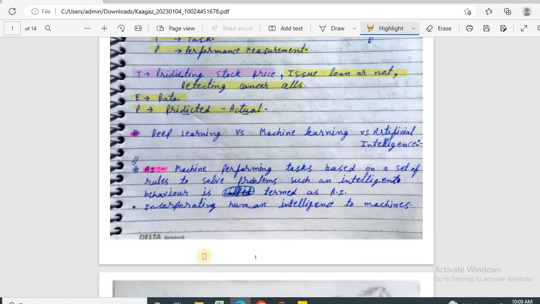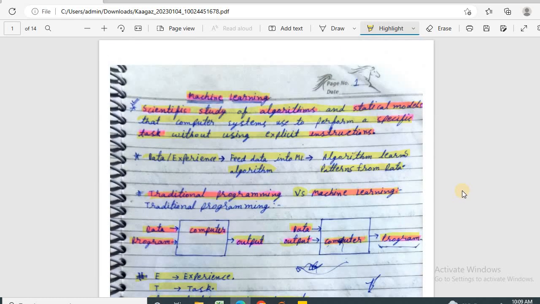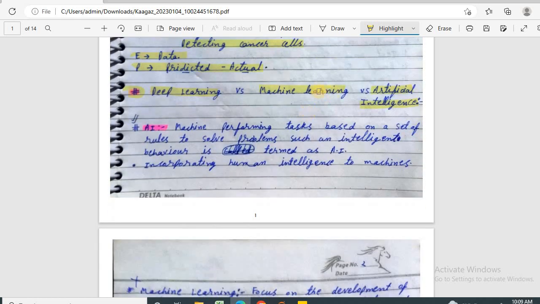Now there comes one more question. What is the difference between deep learning, machine learning, and artificial intelligence? Machine learning, we already saw, is the scientific study of algorithms and statistical models that computer systems use to perform a specific task.